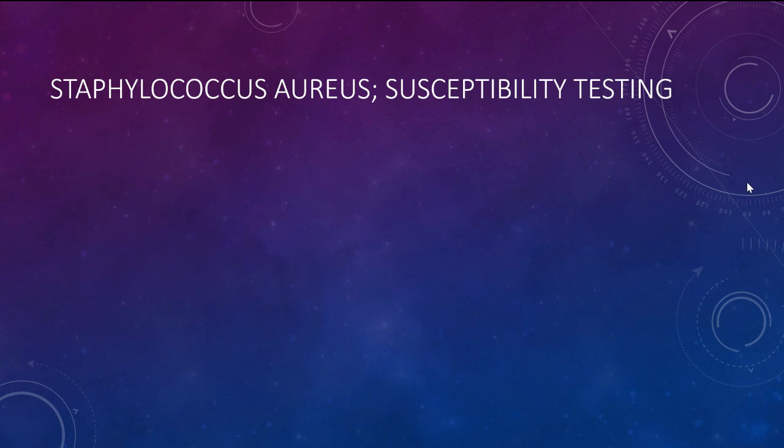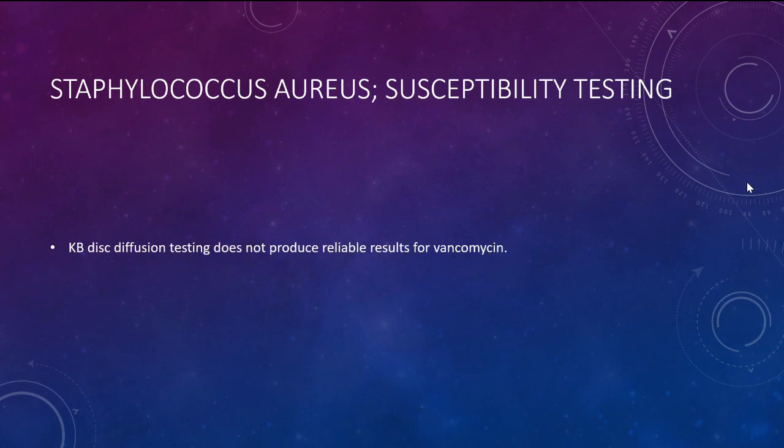Okay, moving on with the susceptibility testing. The vancomycin susceptibility is not reliable using the Kirby-Bauer disk diffusion method. We should only use the E-test, broth dilution, or agar dilution method to test for vancomycin. And any isolate which is intermediate or resistant to vancomycin must be sent to a reference lab for confirmation.